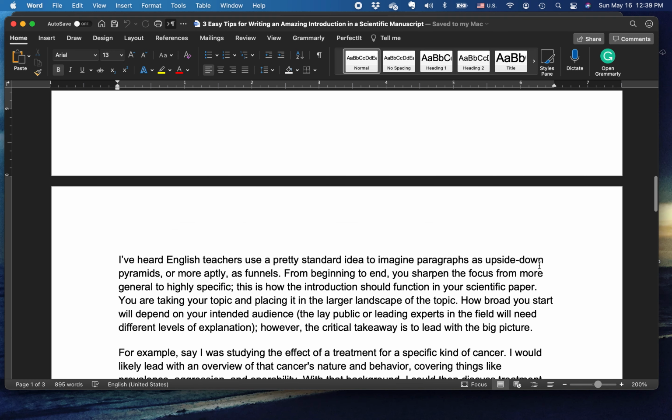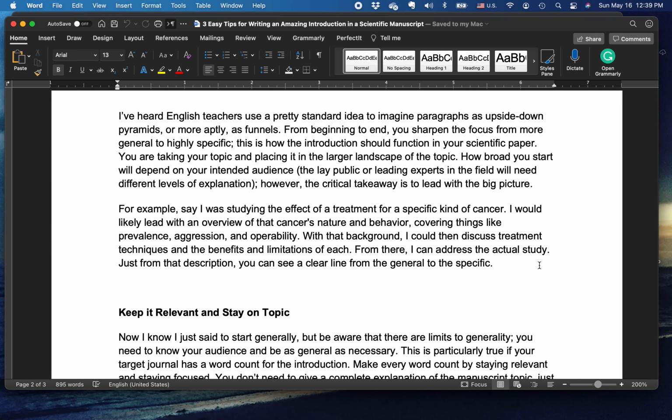So the first tip: start big, narrow down. Now, in the United States, English teachers have a pretty standard way of describing the best way to write paragraphs, which is an upside-down pyramid, or more appropriately a funnel. From the beginning to the end, you start broad and end up more focused. So you sharpen the focus from general to specific. And this is how the introduction should function in a scientific paper as well. You're taking your topic and placing it in the broader landscape of your subject matter.